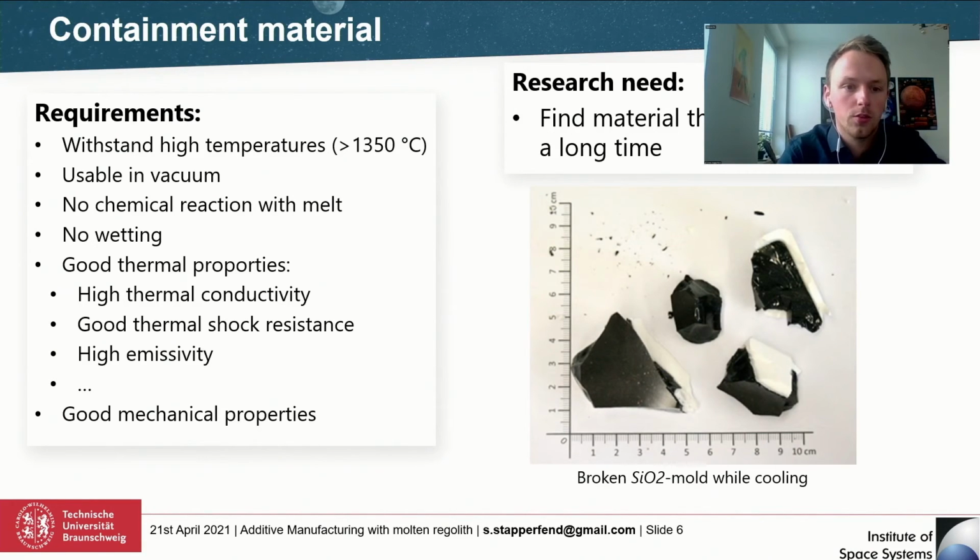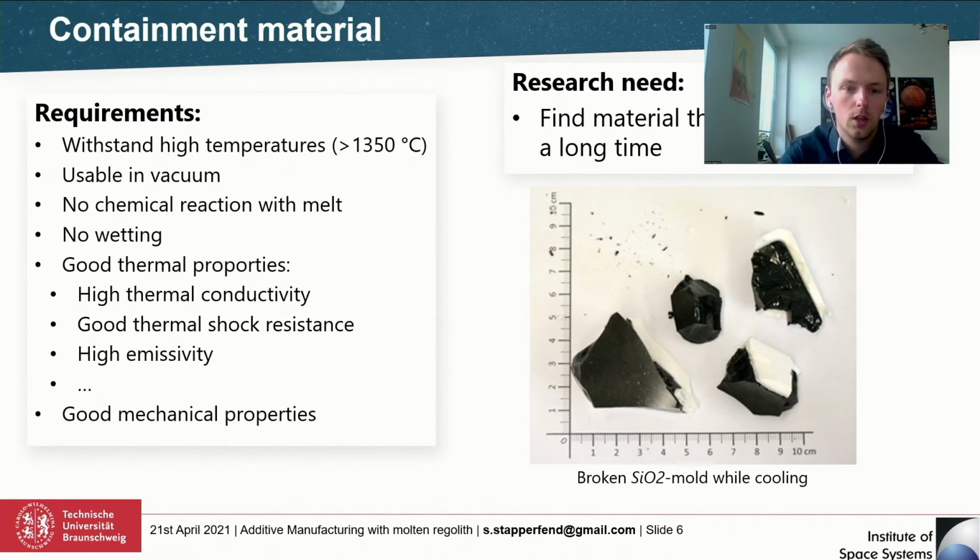Also, we have the requirement, of course, that if we want to use high temperature, we need good thermal properties, and mainly high thermal conductivity for the crucible is very important. If you think about heating a crucible with the regolith inside of it, you want to have a uniform melt so that you can know the properties of the regolith. That's why high thermal conductivity is really important for the containment material.